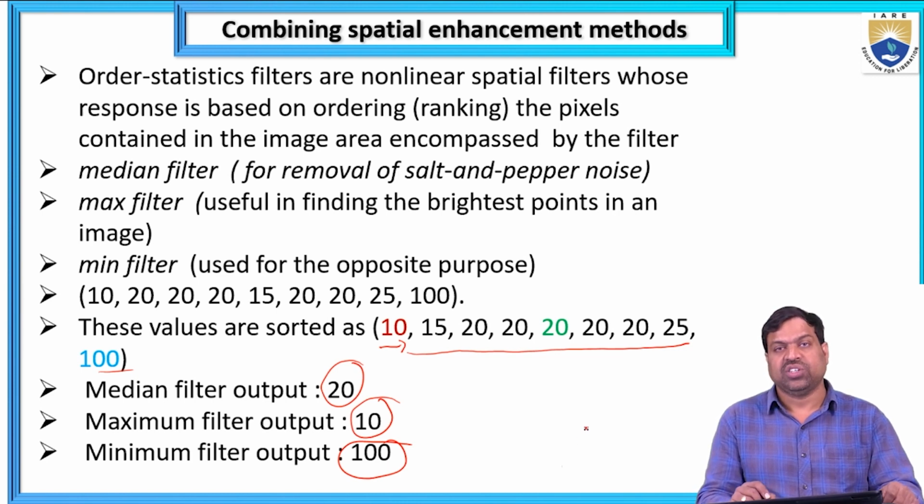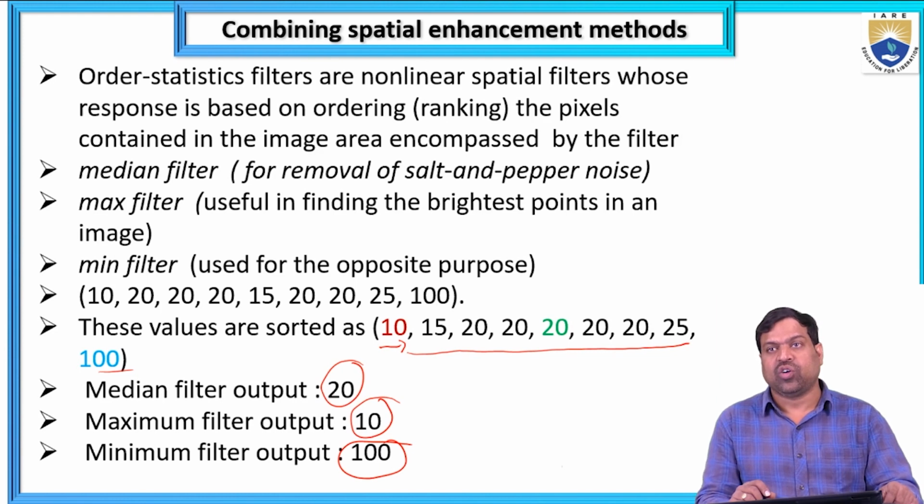So what does that mean? Order statistic filters are non-linear spatial filters whose response is based on ordering the pixels contained in the image area encompassed by the filter. The median filter is for removal of salt and pepper noise, the maximum filter is useful for finding the brightest points of an image, and the minimum filter is used for the opposite purpose. Okay, these are the values and we are finding the median value, minimum value and maximum value.